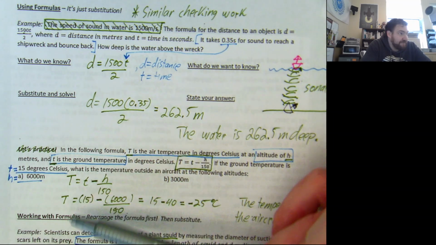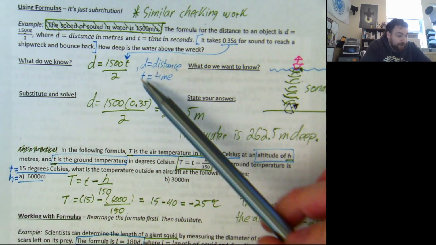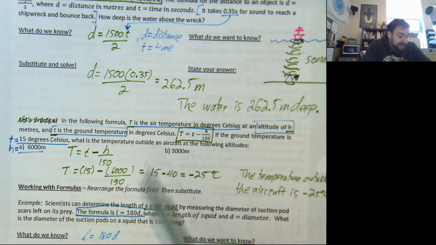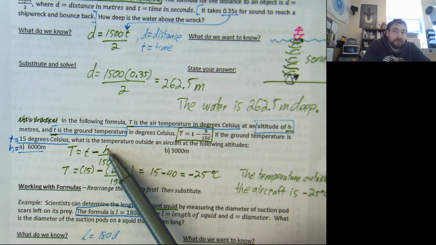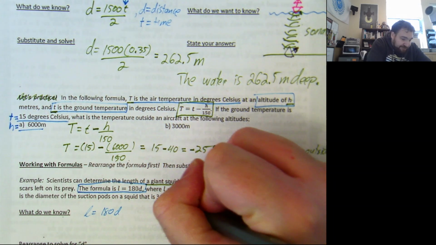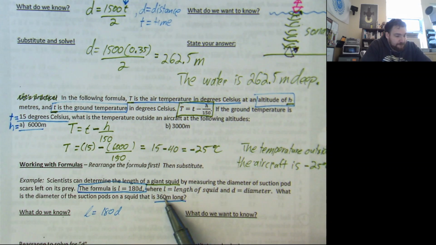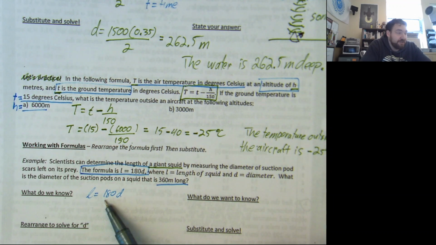Like everyone leaves off something. This one was D equals whatever. This one was T equals whatever. We were given the time in this case. And in the second one here, we were given the ground temperature and the altitude. This time, we are told that the length is 360. So where is this value going to get substituted into this equation? It's going to go in for L.